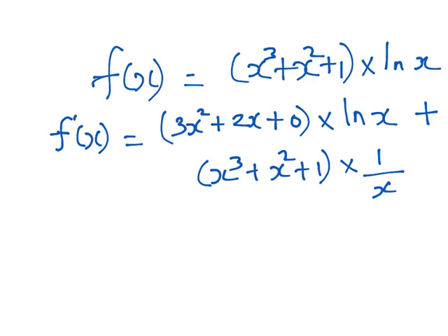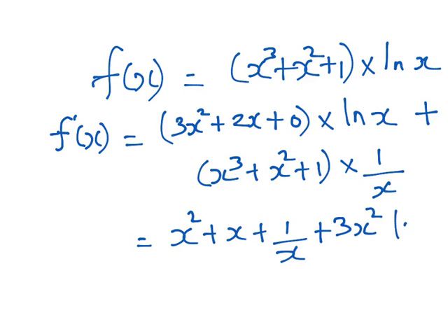Okay, fine. Now next you can simplify this expression. I think this is what you'll get as a final answer. You'll get x squared plus x plus 1 by x plus, now 3x squared ln x plus 2x ln x. Okay, so this is the final answer. Okay, so let us see one more problem. Let us see a problem with three functions now.